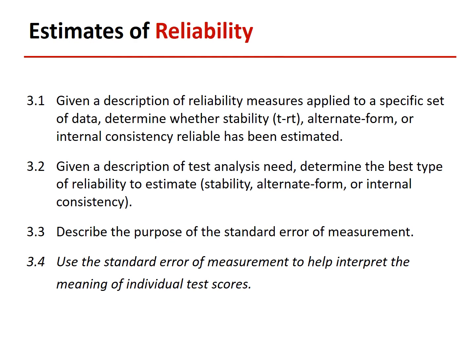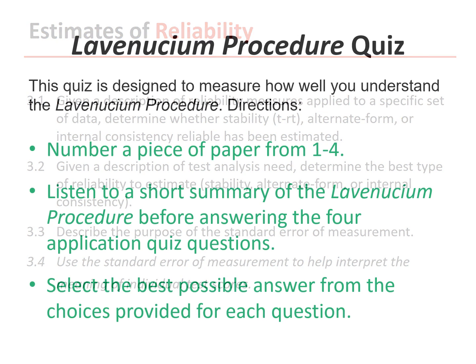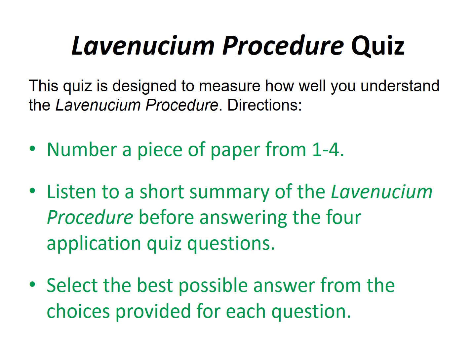So what you'll be presented with here is a reinforcement of information that's in the course text as well as in the course notes. We're going to start this brief presentation by having you take a very short 4-item quiz. Now this quiz is going to address the Lavanusian procedure, and you are going to pretend that you are familiar with this procedure, and you're going to answer some questions about it and its application in the real world. So this quiz is designed to measure how well you understand the Lavanusian procedure, and if you need to pause right now in order to get ready, that would be just fine.